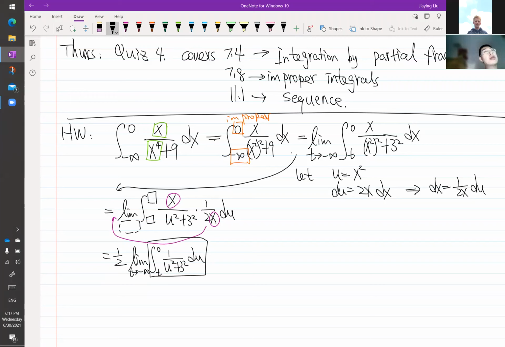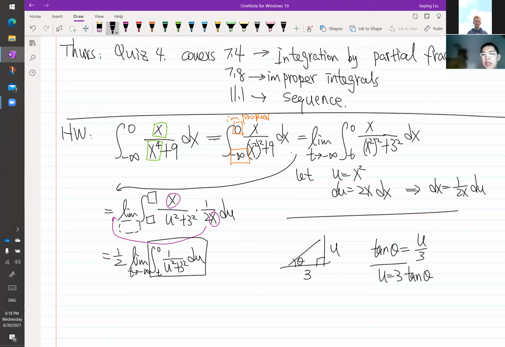You can look at the special formulas because that really is integrating 1 over x squared plus a squared dx. So that's a formula you can follow. Or you can just look at it. Since we're working with x squared plus a squared, why don't we try to use the trig substitution? So I'm going to call this u, call this 3, call this theta. And from the right triangle, I have tangent theta is equal to u over 3. So u equals 3 tangent theta in my example.